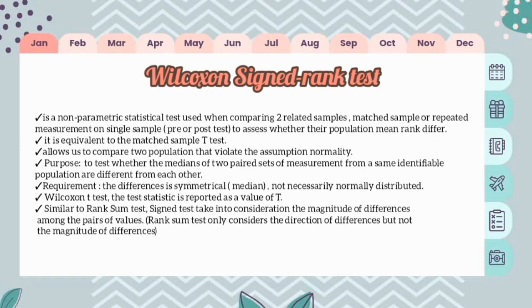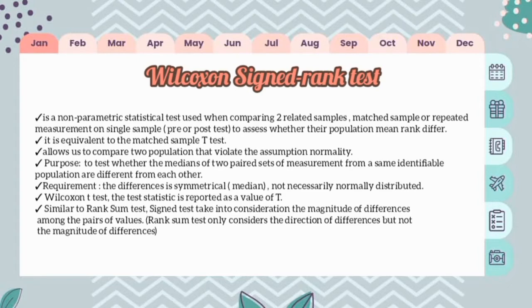The Wilcoxon signed rank test allows us to compare two populations that violate the assumption of normality. The purpose of this test is to test whether the medians of two paired sets of measurements from the same identifiable population are different from each other. The only requirement of this test is that the distribution of differences, the median, is symmetrical. It is not necessarily normally distributed. In the Wilcoxon test, the test statistic is reported as a value of T.